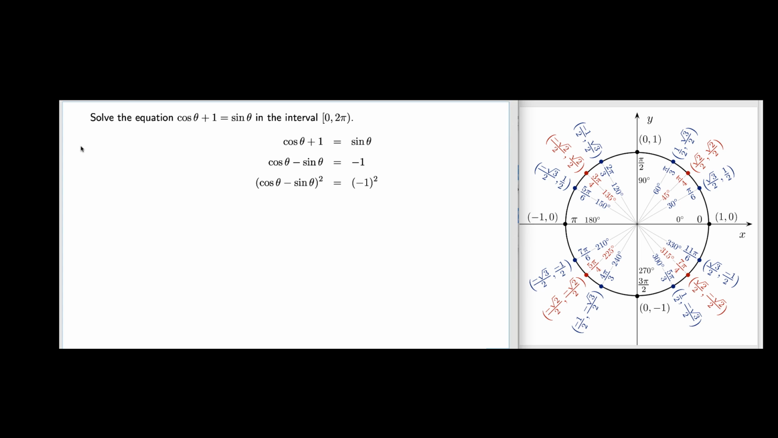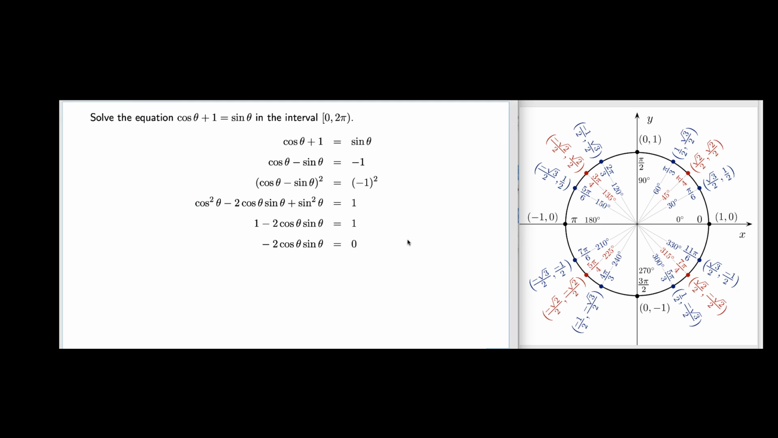We get cosine theta minus sine theta all squared equals -1 squared. On the left, we get cosine squared theta minus 2 cosine theta sine theta plus sine squared theta. And on the right, we get -1 squared, which is 1. So next, notice that this introduced a cosine squared plus sine squared. So those terms combine to give me 1. So we end up with 1 minus 2 cosine theta sine theta equals 1.